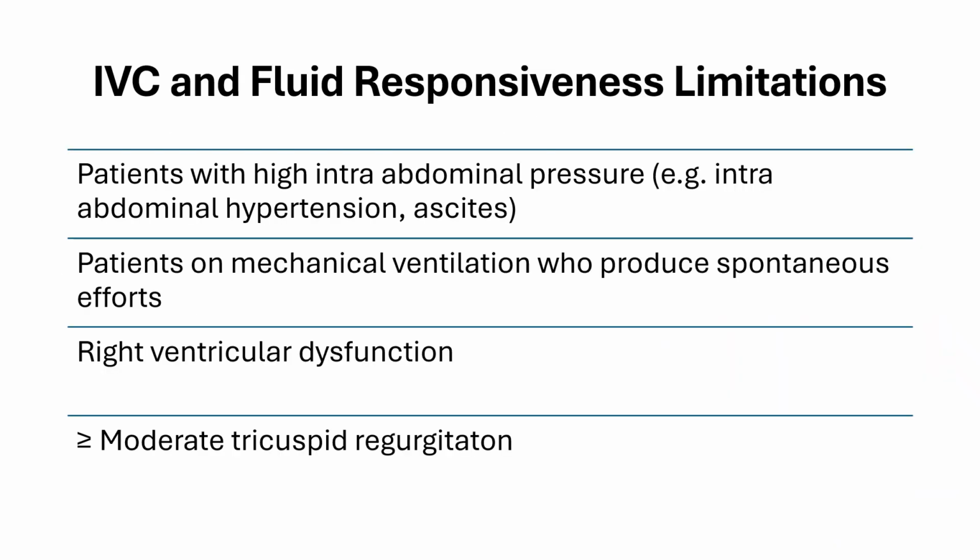It is important for us to remember the limitations of IVC and fluid responsiveness. It should not be used, or used with extreme caution, in the following groups: patients who are mechanically ventilated but are triggering spontaneous breaths, patients who have high intra-abdominal pressure, such as patients with ascites and intra-abdominal hypertension, patients with right ventricular dysfunction, and moderate or more advanced tricuspid regurgitation. Please pause the video if you need more time to review this slide.